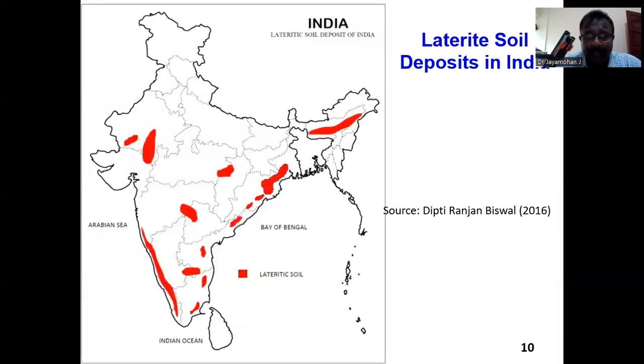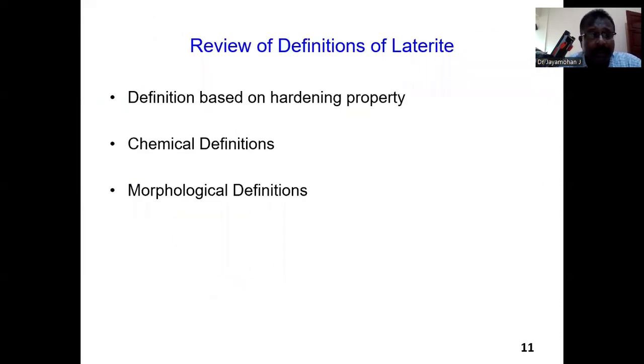So these are the places where laterite is found in abundance. And in India, the distribution is mainly in the West Coast and certain portions of the East Coast, some pockets in Middle India, and also in the northeastern part of India. So these are the places where laterites and lateritic soil are found in abundance in India.